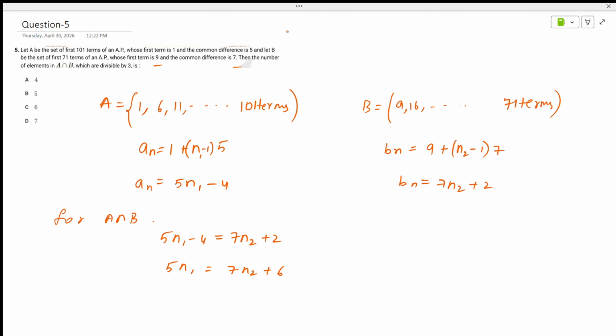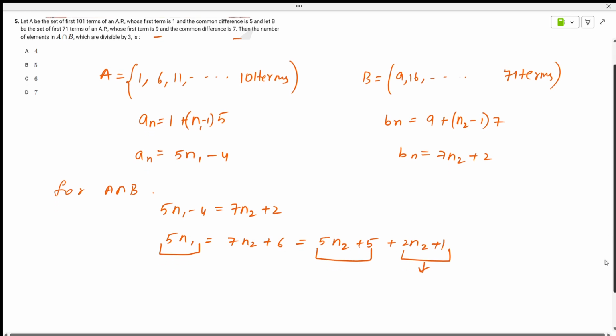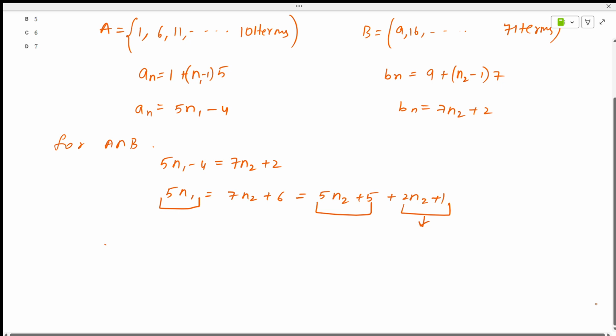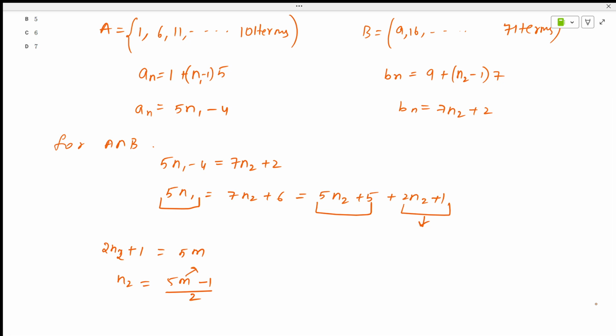So if we convert this to 5n2 plus 5 plus 2n2 plus 1, clearly the LHS is a multiple of 5 and this is also a multiple of 5. So this should be a multiple of 5. Let us check the possibilities for 2n2 plus 1 to become a multiple of 5. So n2 should be equal to 5m minus 1 by 2. The numerator should be divisible by 2, so m should be an odd number.